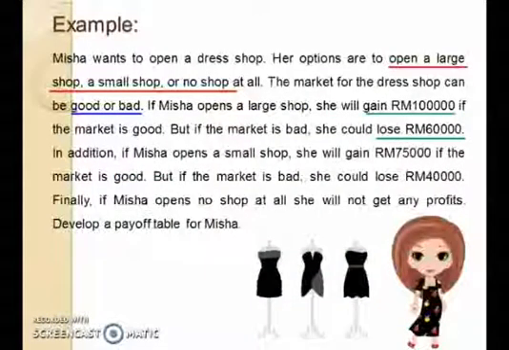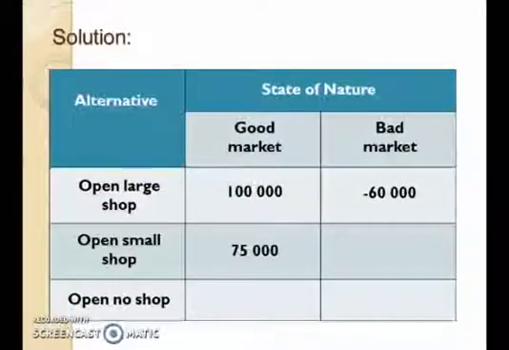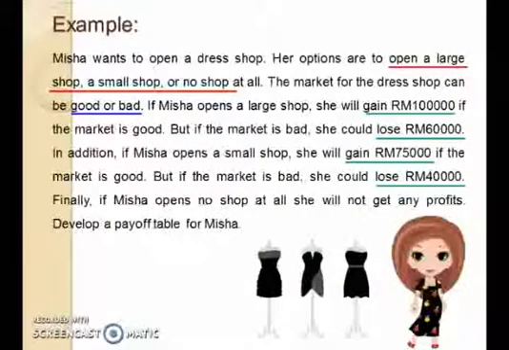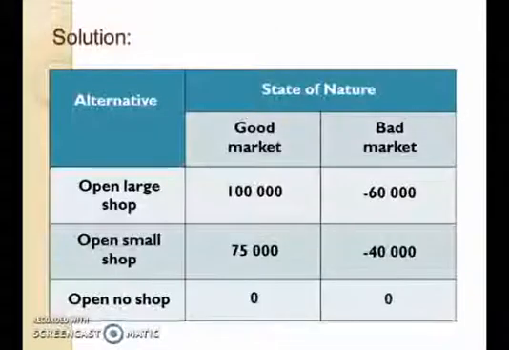And then it says that if Misha opens a small shop and the market is good, she will gain 75,000 ringgit. But if the market is bad, she could lose 40,000 ringgit. So write 75,000 here and negative 40,000 here. Finally, it says that if Misha opens no shop at all, she will not get any profits. So write 0 here and here.